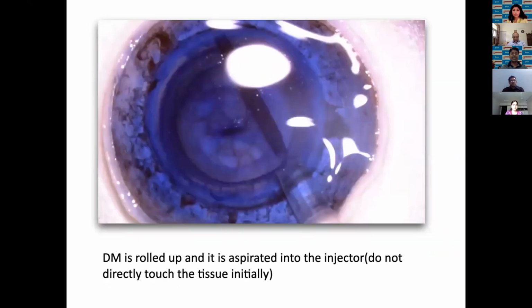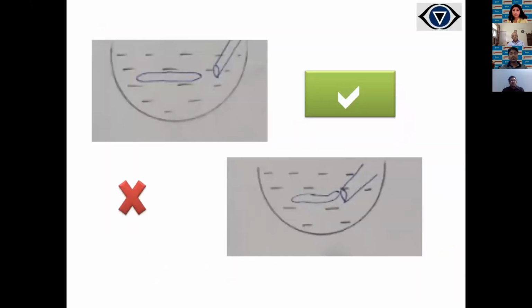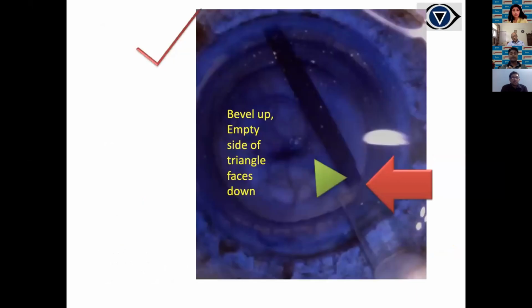So next will be the aspiration. Wait for some time, let it get rolled, and then aspirate it with your customized injector, whatever injector you want to use. You should not touch the DM straight away. You go in the fluid and your tip should first touch the fluid, and it should not touch the DM straight away. The correct orientation will be bevel of the injector up, and the empty side of the triangle that we see in the DM roll should face down.